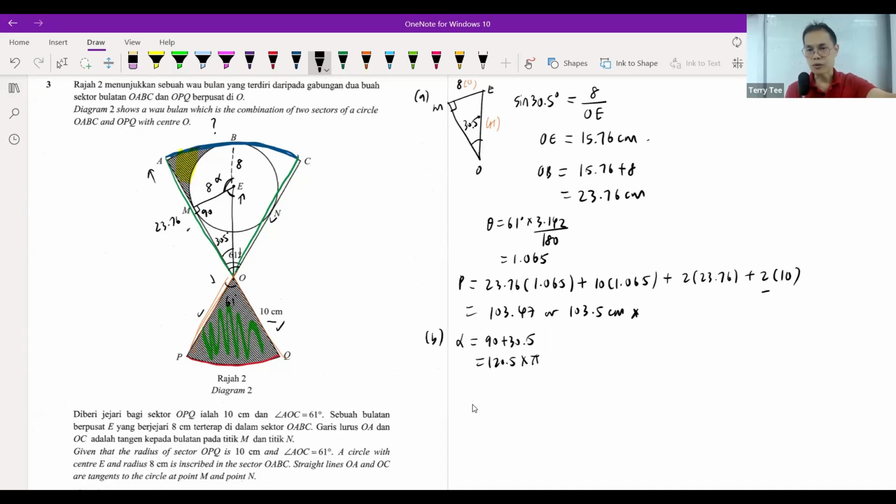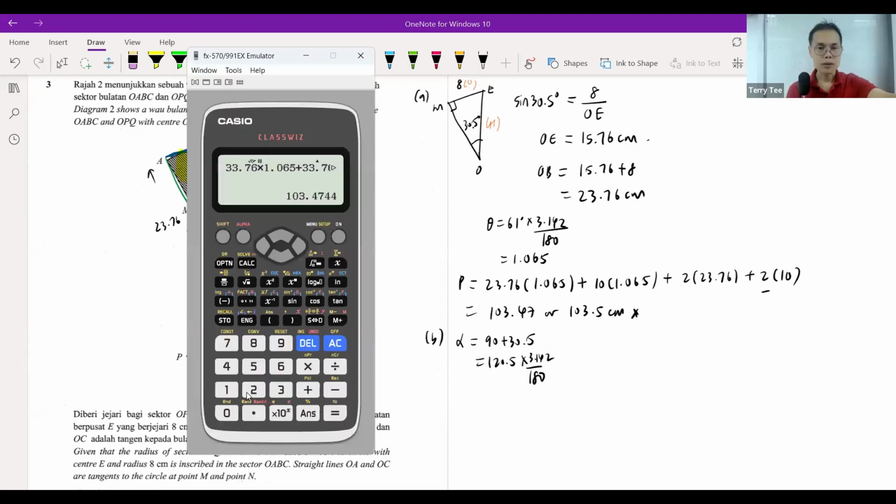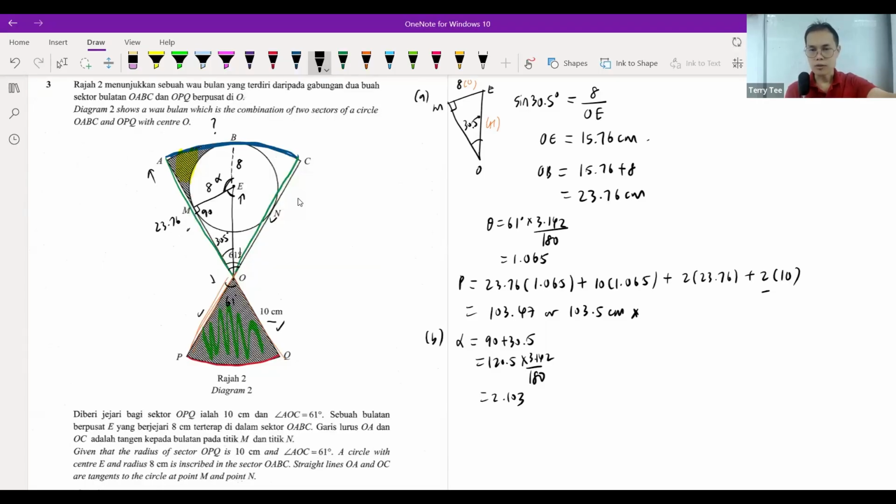And I'm going to convert it to radians straight away. I multiply with 3.142 over 180. So 120.5 times 3.142 over 180, you should get 2.103, yeah? Okay, so in radian. Right.